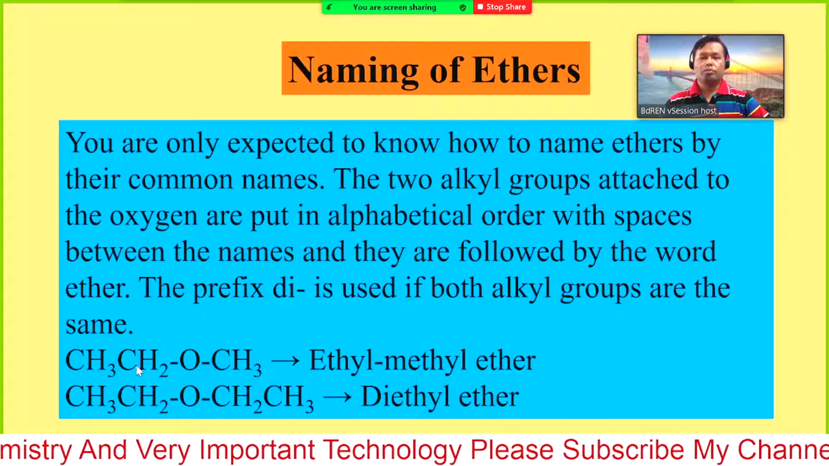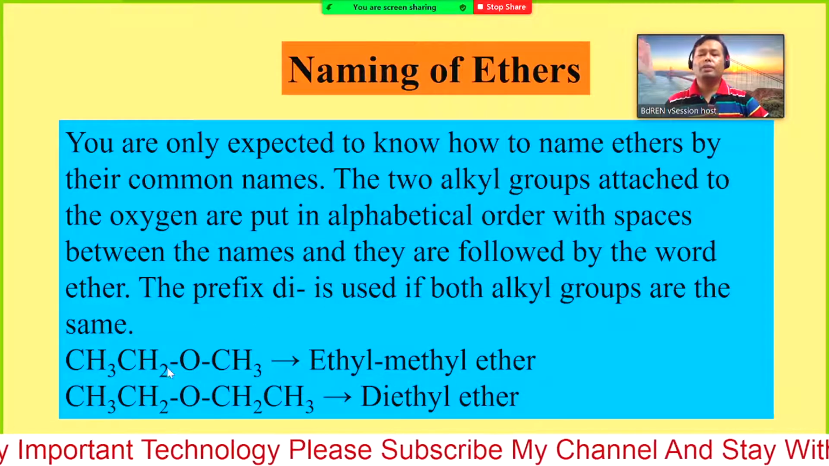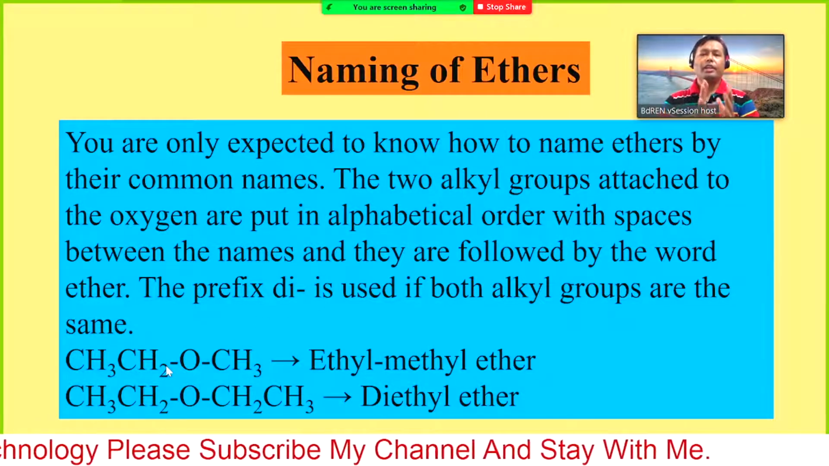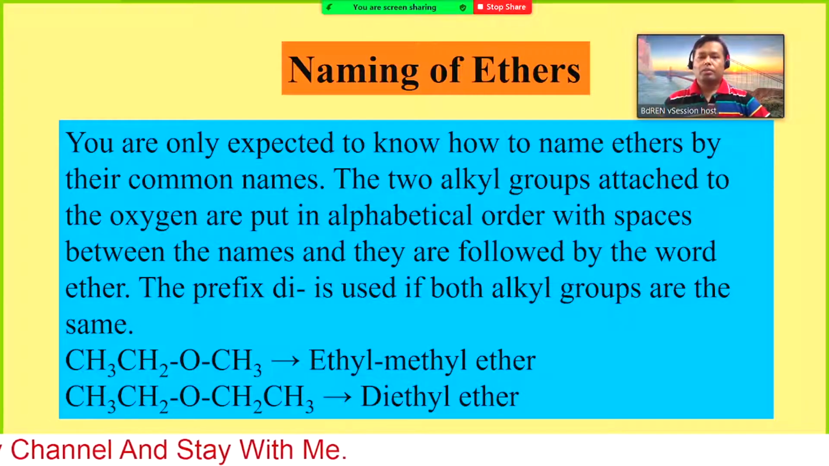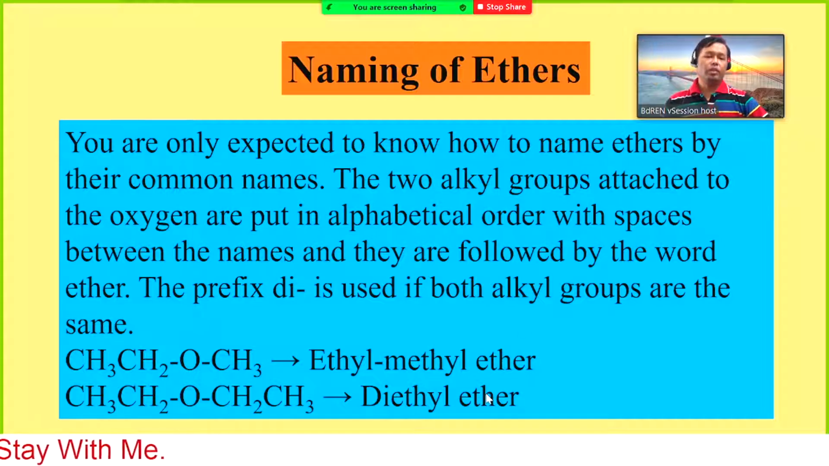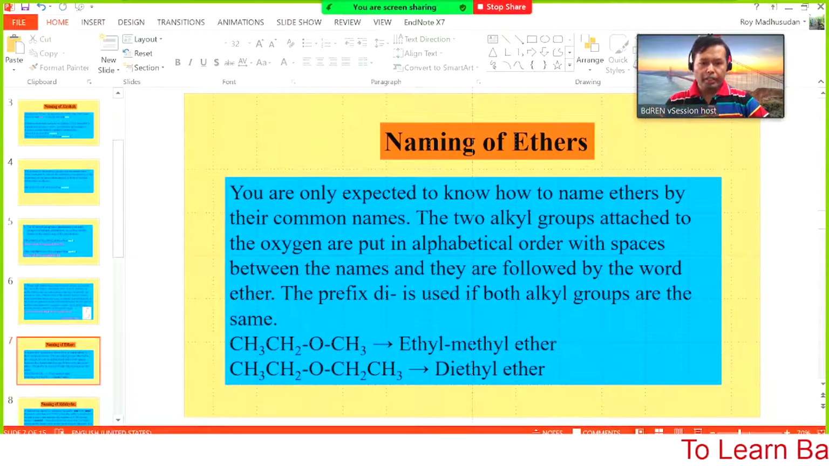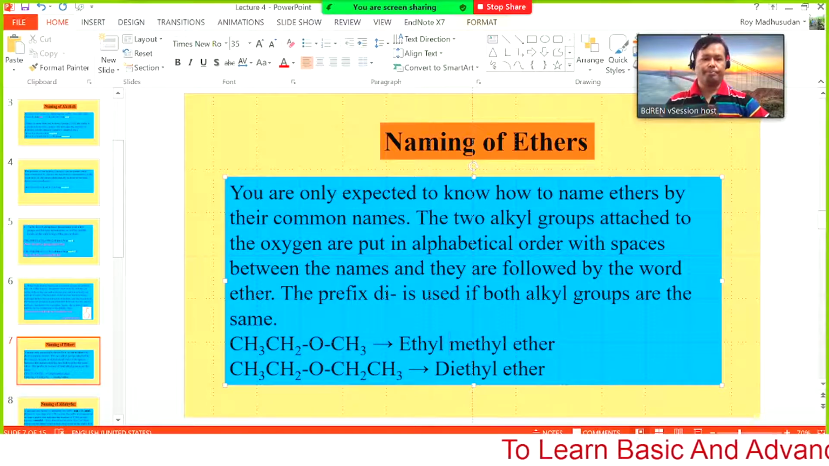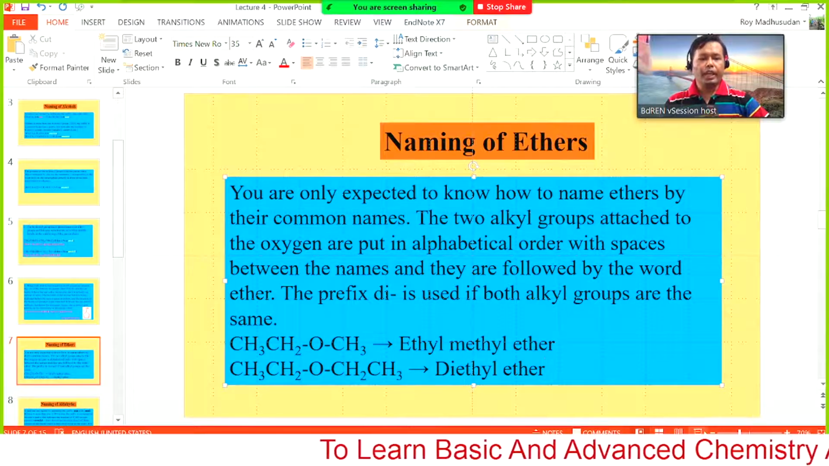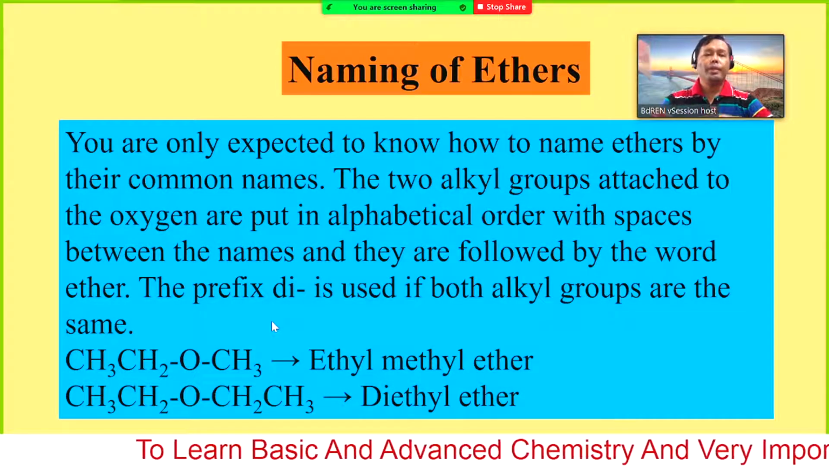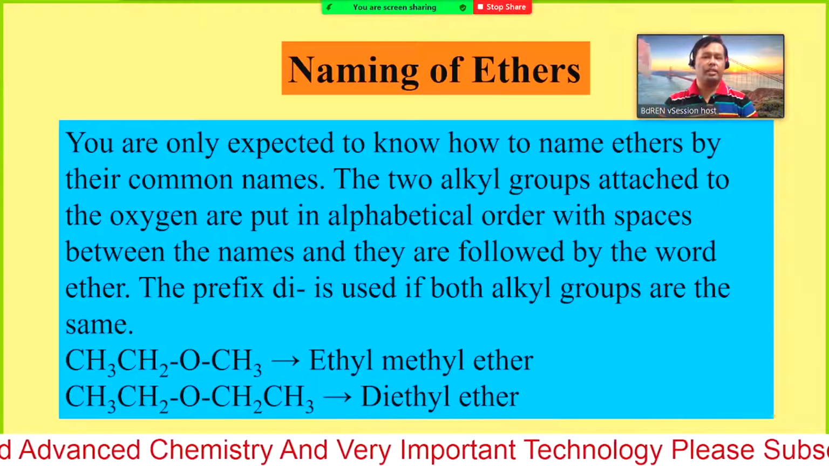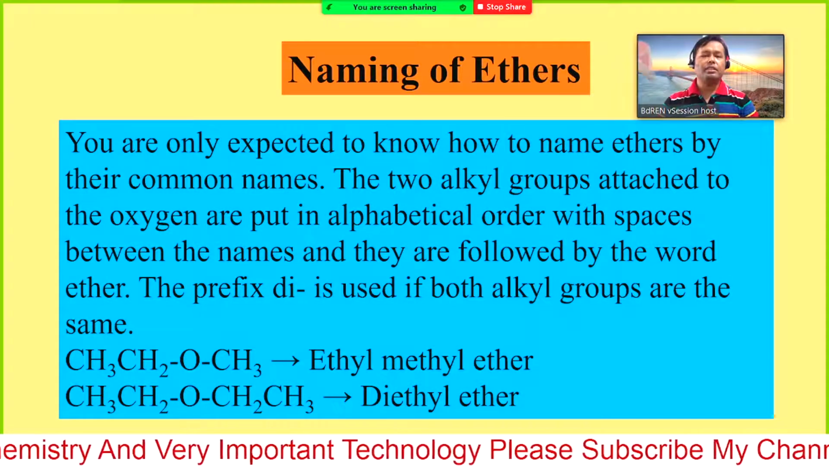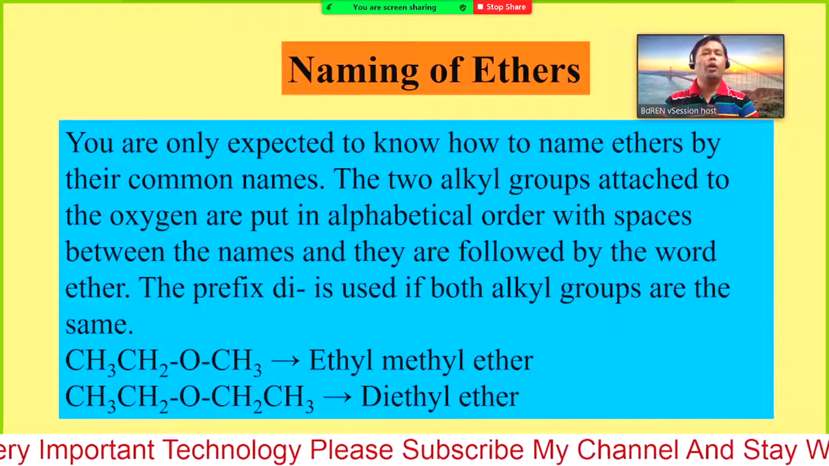What are the groups? Two different groups attached to the oxygen. Just mention the name of those groups with the word ether at the end. Another thing I didn't mention, I think it should be written this way. In the IUPAC rule I have mentioned that the name should be just a single word, no space, only we can use some comma or hyphen.